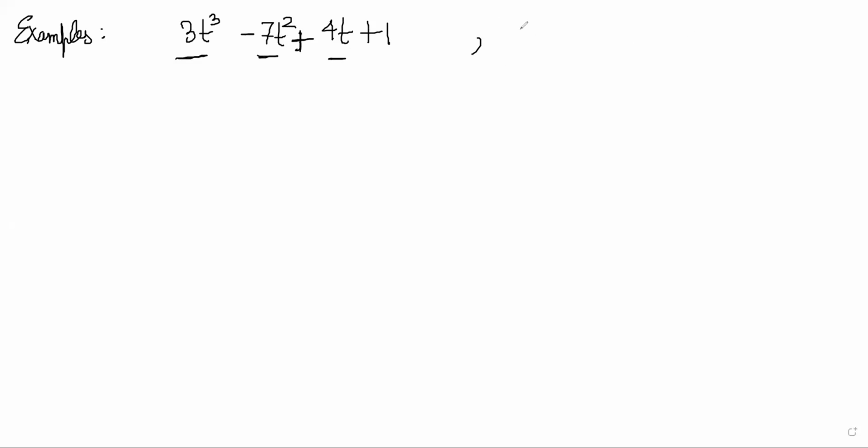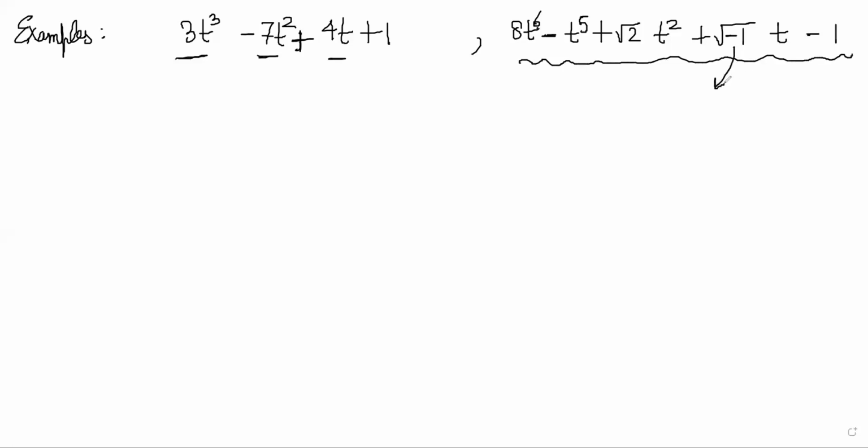And this is also a polynomial: 8t^6 - t^5 + root 2 t^2 + root of minus 1 t - 1. Now, this is also a polynomial, even though there is a weird term here that is root minus 1. And root minus 1 is generally denoted by i, and that is just a basic complex number. However, this is still a constant. So the definition wants you to ensure that all the a_n terms are constants, right? And this is also a constant, and the powers of t are integers. So this is a polynomial.